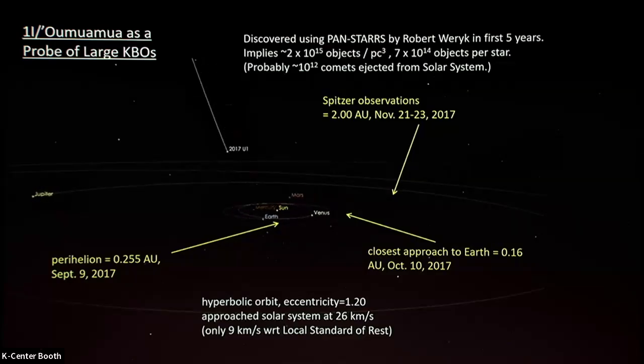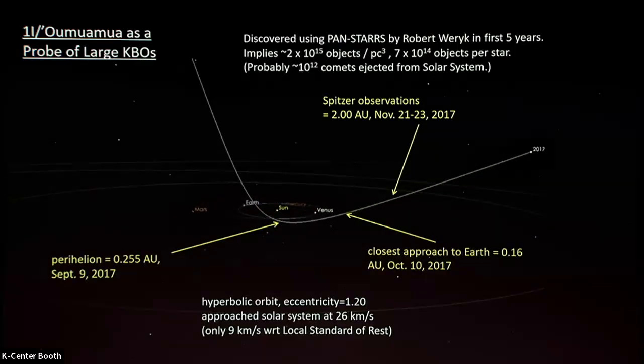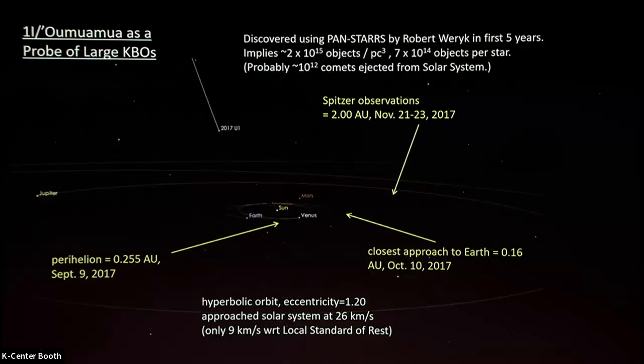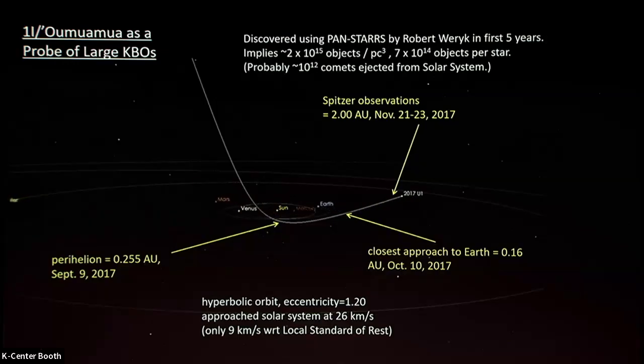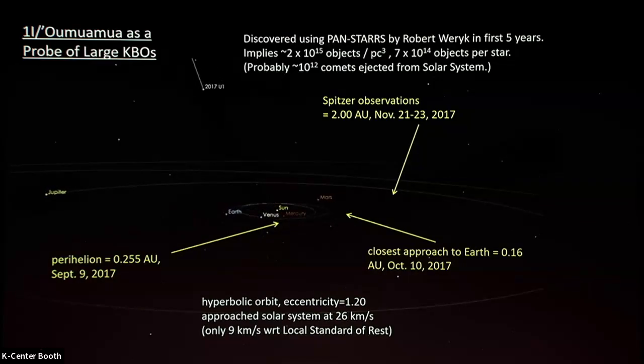So Oumuamua, of course, was discovered in 2017 by the Pan-STARRS array, and it was discovered within 5 years of first light of that array. And so that implies something about the statistics of how many objects like Oumuamua are out there. And probably on the order of 10 to the 15-ish objects ejected per star. And that's a surprisingly high number if you're only looking at comets, because we think maybe 10 to the 12 comets were ejected from the solar system. And I'll point out that objects like Borisov and Atlas are probably comets, and they've been discovered at 5 AU.